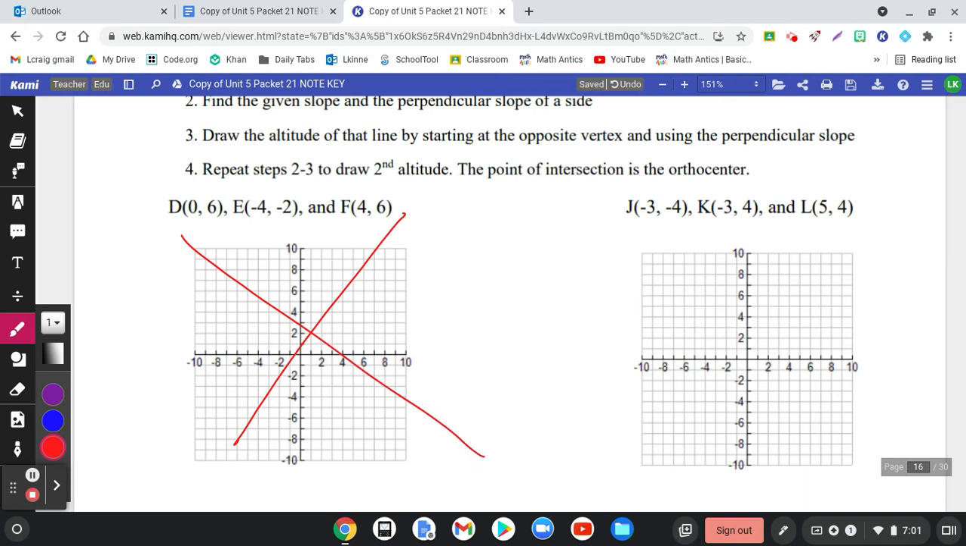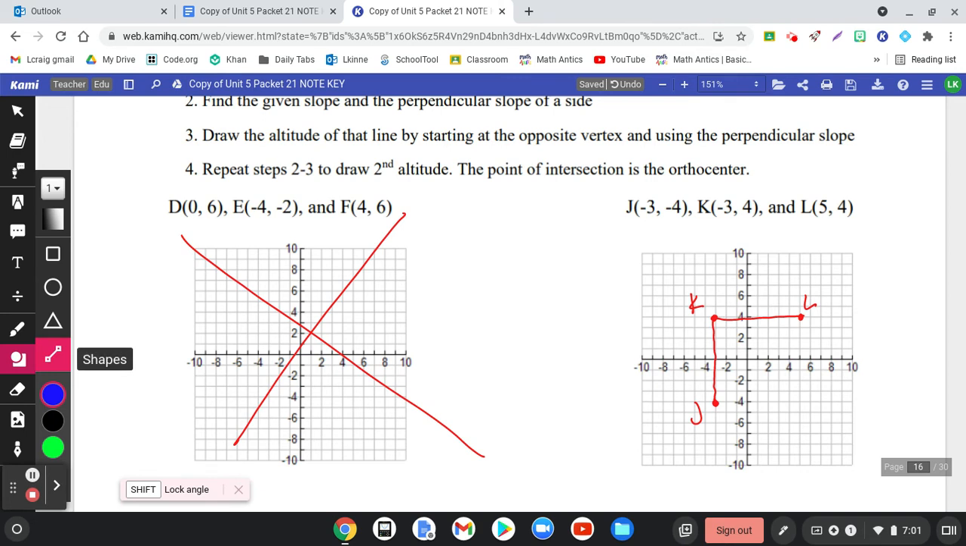So negative 3, negative 4 is J. Negative 3, positive 4 is K. And 5, 4 is L. Again, if I'm going too fast, pause the video and catch up. Don't try to do it all in your head, or try to rush through it.